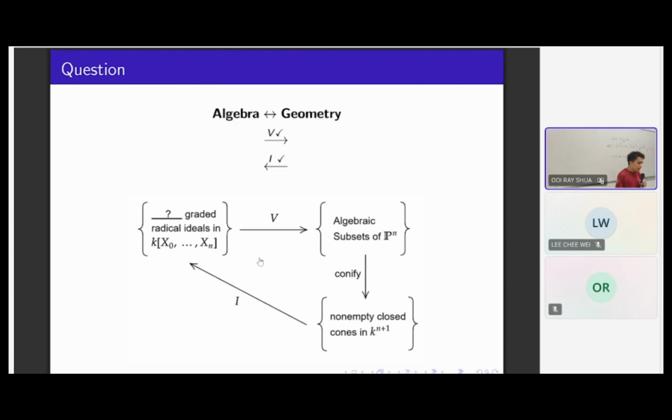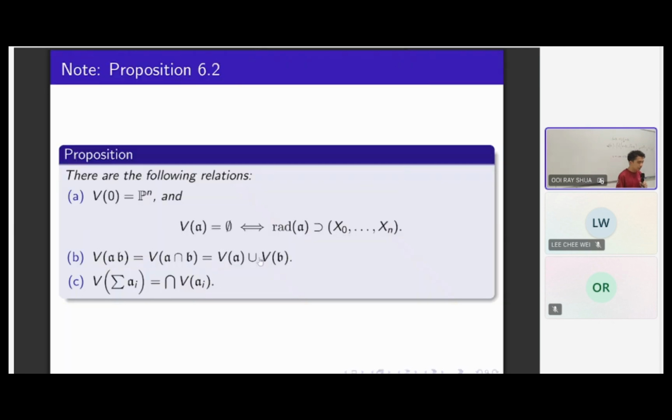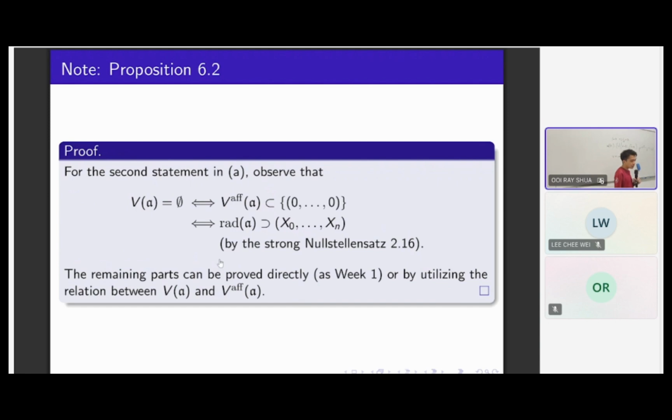And then this is one last question mark to settle, which is settled by this remark. This is essentially what we did last time. The zero sets satisfy these properties, and with this we can define the Zariski topology. Essentially all those proofs over here are the same as in week 1, and it's just utilizing the relation between V and V affine.